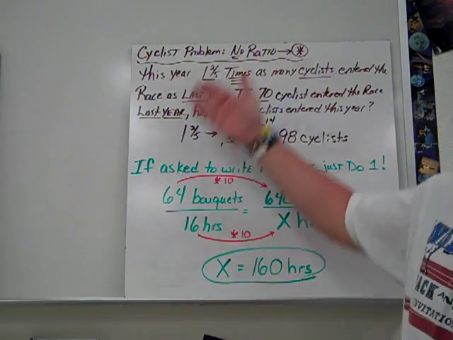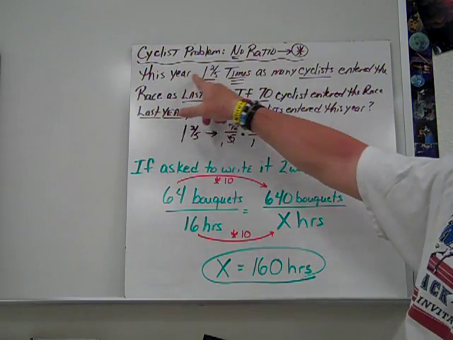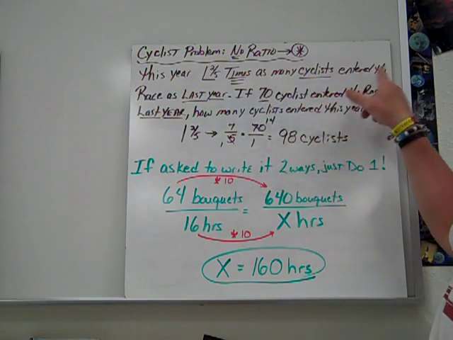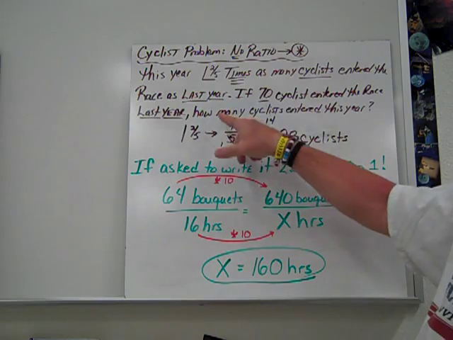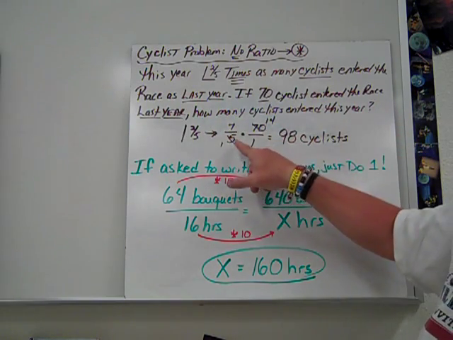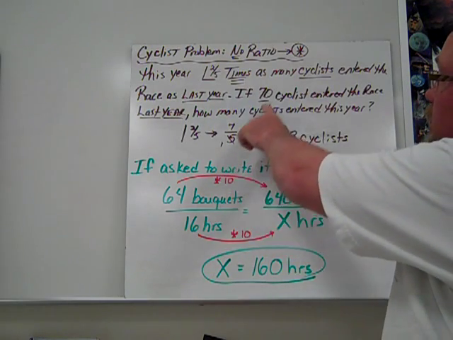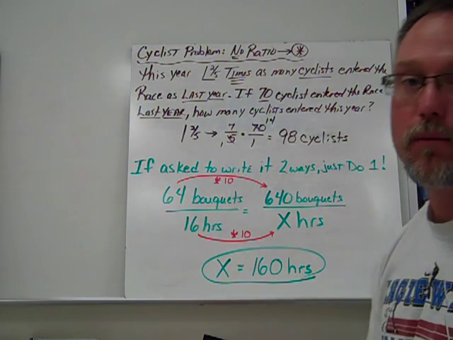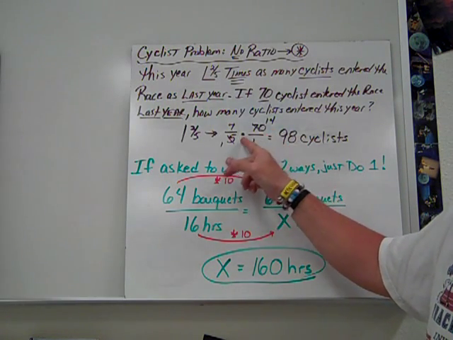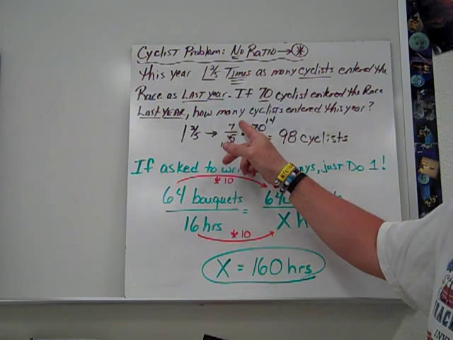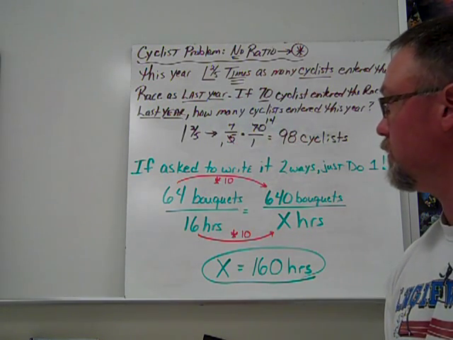Cyclist problem is one where you do not have a ratio. All you're going to do is simply multiply. So this year 1 2/5 times as many cyclists entered the race as last year. If 70 cyclists entered the race last year, how many cyclists entered this year? So we take our 1 2/5, turn it into an improper fraction, and we simply multiply by 70 to find out how many cyclists will enter the race. So again, we cross cancel. 5 goes into 70 14 times, so we have 7 times 14 gives us 98.